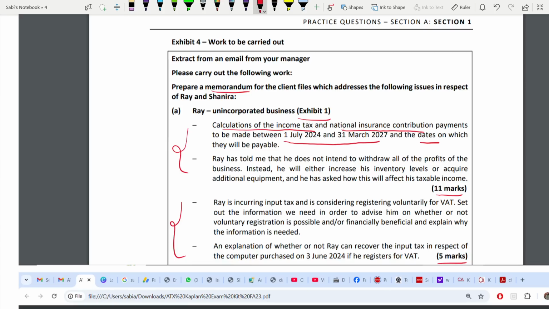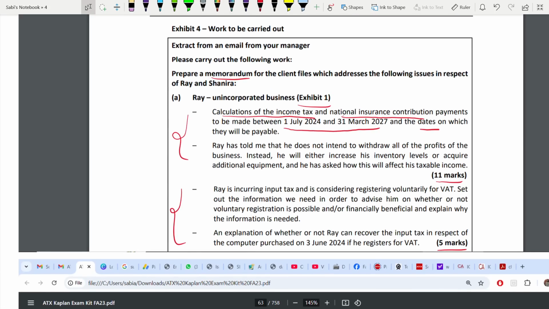Okay, next, he is not going to withdraw all of the profit, rather he is going to reinvest that profit either by increasing his inventory level or by acquiring additional equipment. Okay, you are asked how this will affect his taxable income.